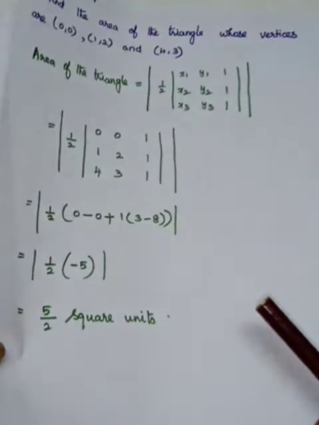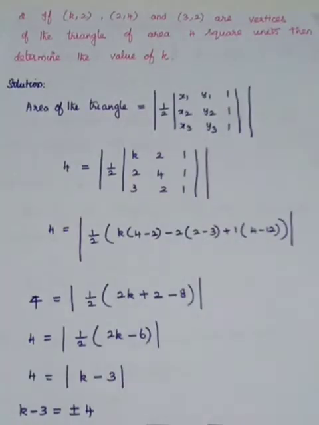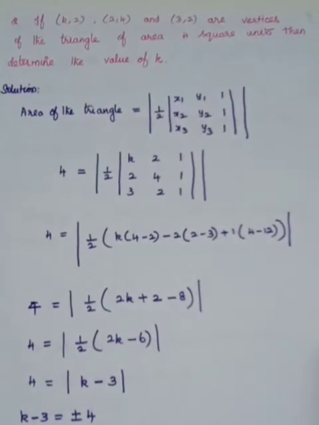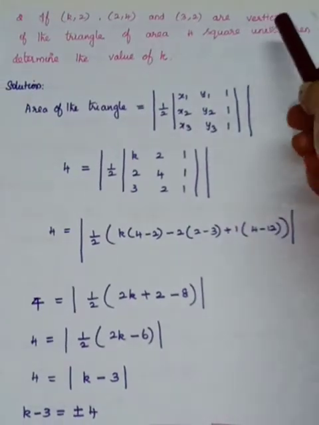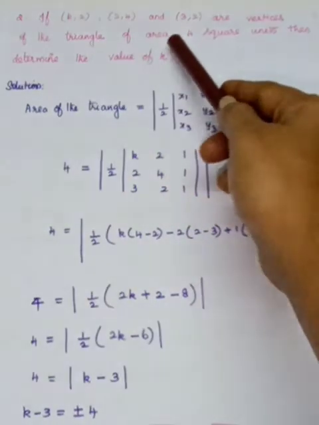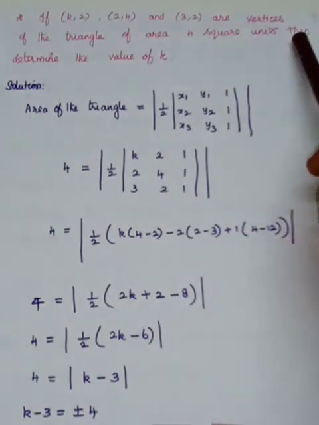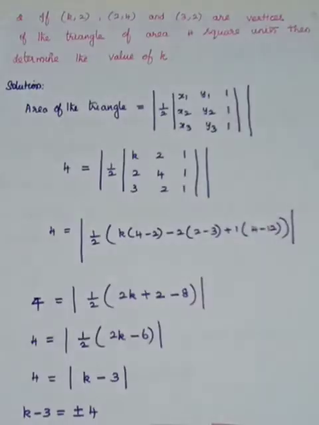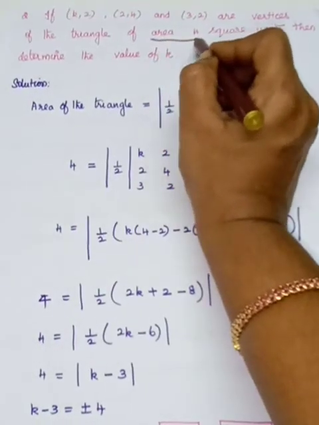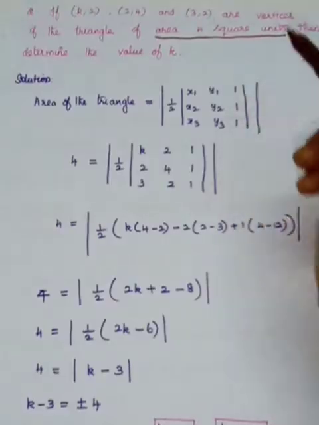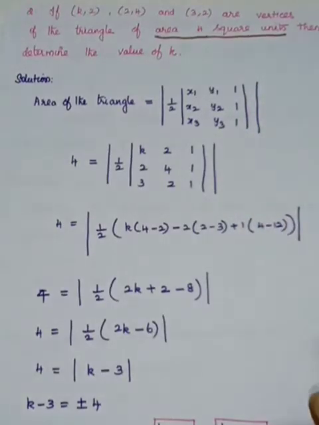So we are moving to the problem number 2. If k comma 2, 2 comma 4 and 3 comma 2 are the vertices of the triangle of area 4 square units, then determine the value of k. So here 3 vertices. What is given to you? Area is equal to 4 square units. Okay, and you have to find the value of k.